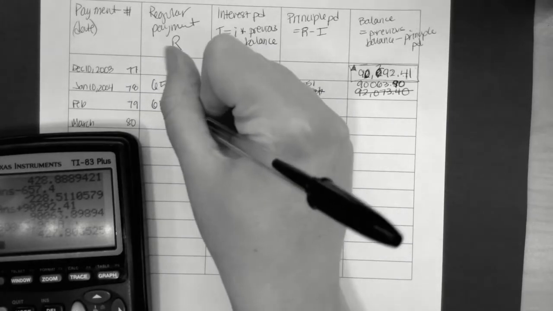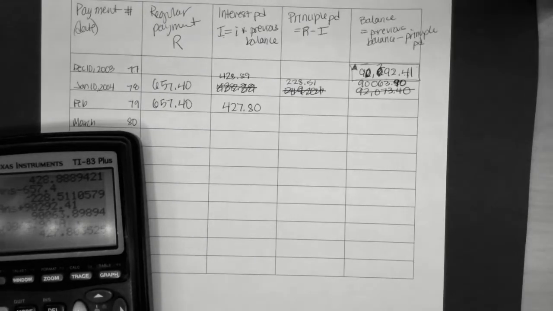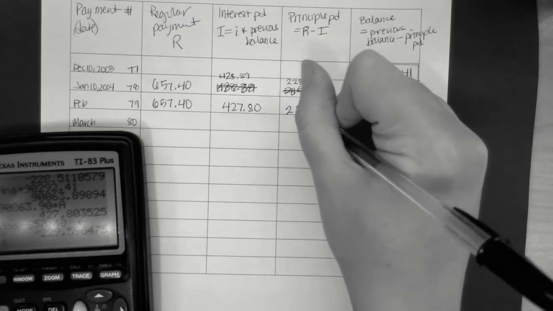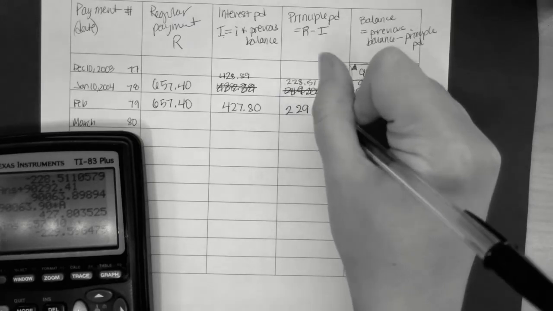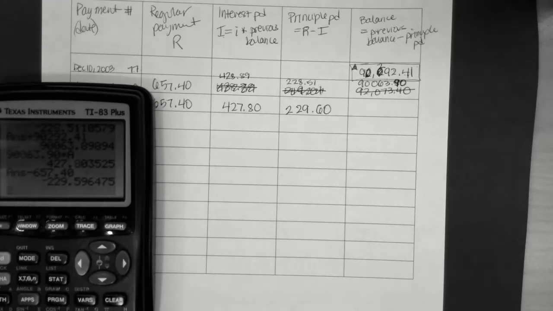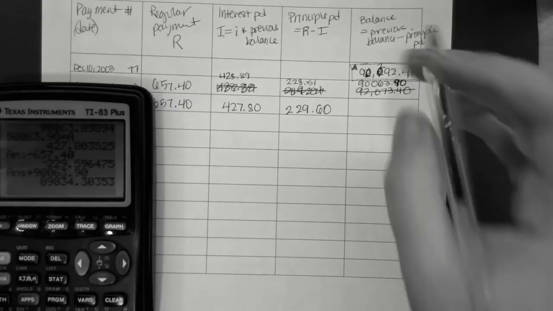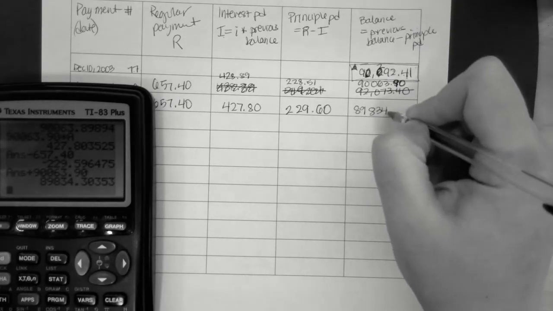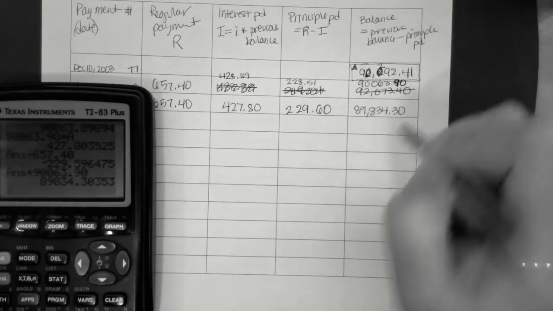Regular payment is still $657.40. Subtract that from $657.40. So toward the principal we do $229.60. And then I'm going to subtract that off my principal, 90,063.90. So 89,834 and 30 cents.